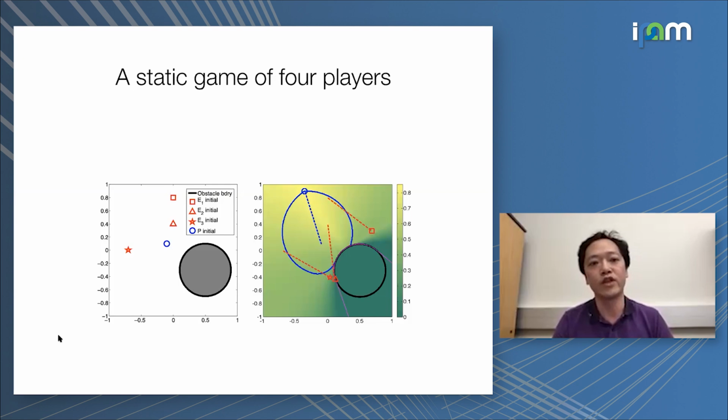Of course, one can generalize that algorithm very easily to multiple players. Here we just show a static game of 4 players, 3 bad guys and 1 good guy, and this is how the game could be played optimally. The good guy has to move from the initial state over here to this particular location, and that will allow them the longest game time.